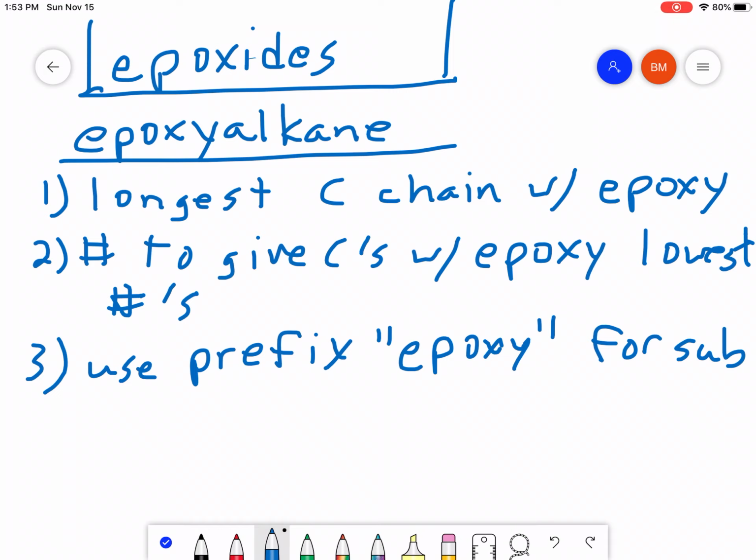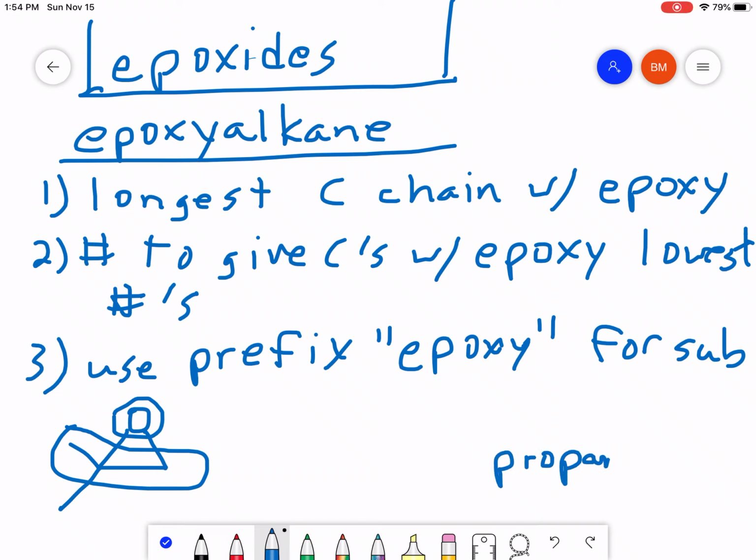Okay. Let me show you what I mean here. Let's say we have this. Don't forget epoxides have the little triangle. Let's say this carbon has a couple of methyl groups attached to it. So what we want to do is find the longest continuous carbon chain with the epoxide group. That basically means the longest chain that has this oxygen bonded to 2 of its carbons. And so the longest carbon chain that has that oxygen is going to be that chain. That's 3 carbons, so that's going to be propane.